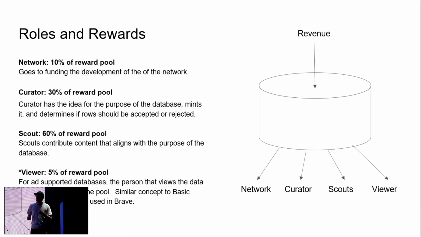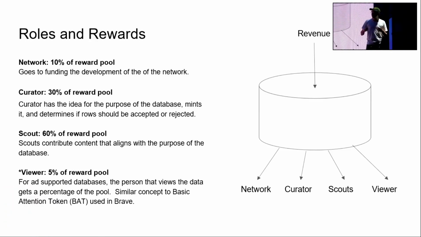So we talked a little about how we reward people. As the database monetizes, we want to be able to split the money that comes in among the different people that help to create the database. If one specific database monetizes, the network takes 10% to help fund future work. The curator, so the person that minted the database, and the people that do the accepting and rejecting of rows are generating 30% of the reward pool. Then the scouts generate 60%, which is basically the people that contributed the actual data to the database.